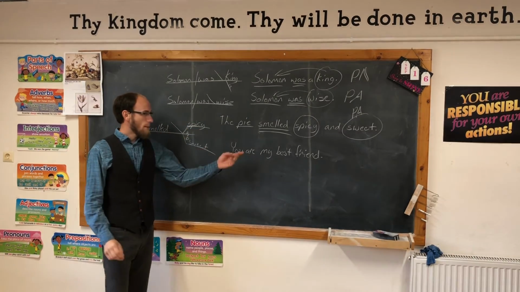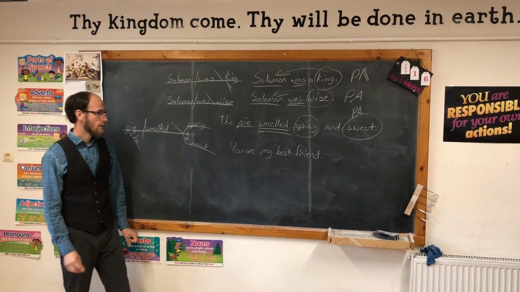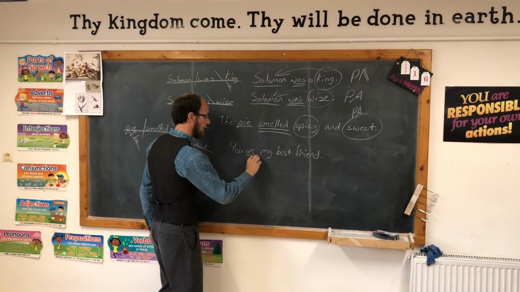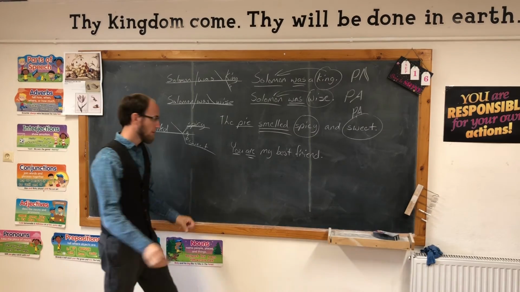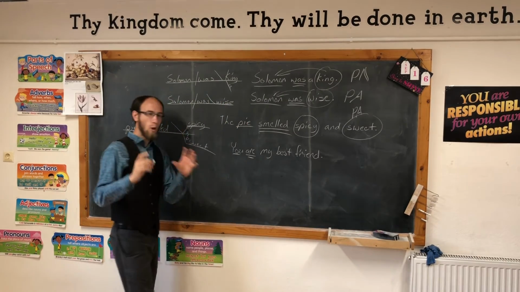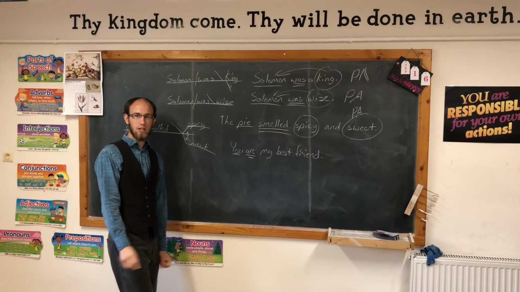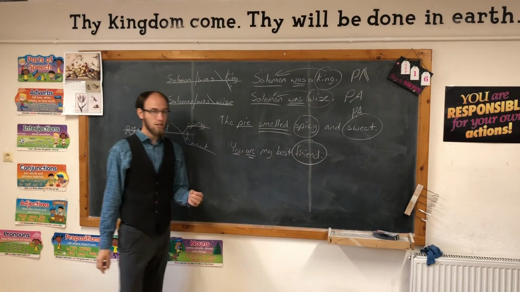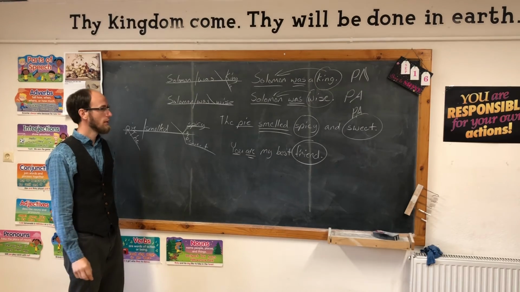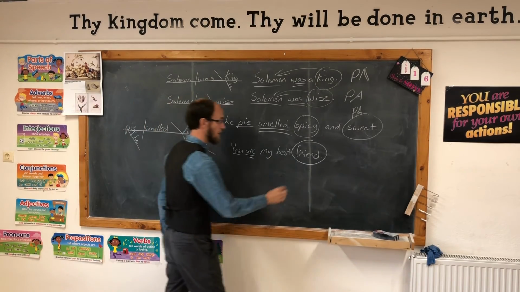For this one, you are my best friend. What is the verb? Are. Who or what are? You. You are who or what? My best friend. Good. And specifically, what one word is the predicate adjective or predicate nominative? Friend. You nailed it. And is it a predicate adjective or a predicate nominative? Predicate nominative. Excellent. Because it's a noun.